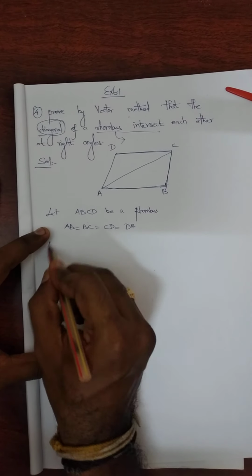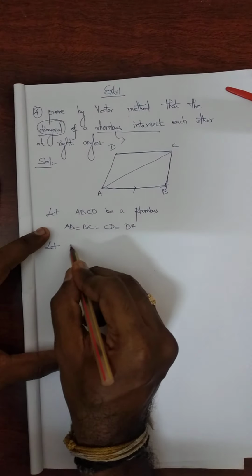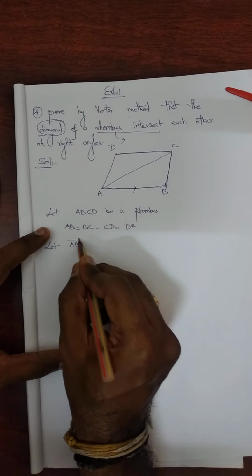But I am going to consider, let AB vector be equal to A vector. Since length is the same, but the vector is going to be different. AB vector is equal to A vector, and BC vector is equal to B vector.